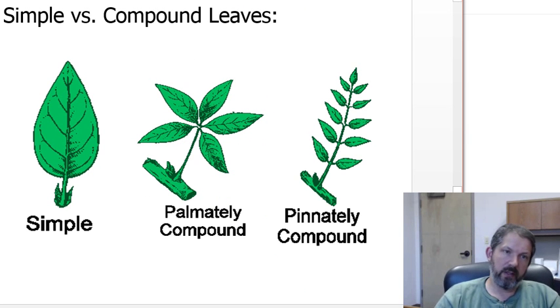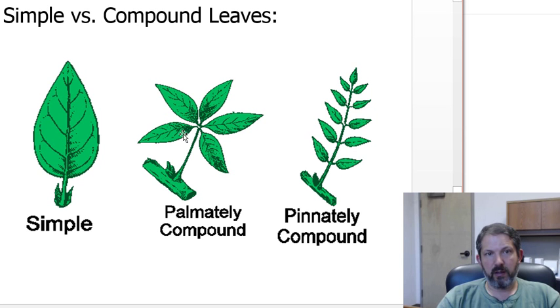Leaves come in different shapes. Here's a simple leaf, meaning one leaf on one petiole. Here's a palmately compound leaf. You might say, oh, 1, 2, 3, 4, 5 leaves. No, this is one leaf, because there's one petiole, one attachment to the trunk or to the stem here. So these are really leaflets. Same thing here. This is called a compound leaf. It looks like many leaves, but it's just one leaf. Same thing here.